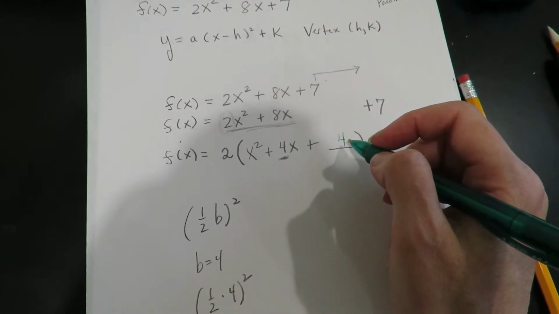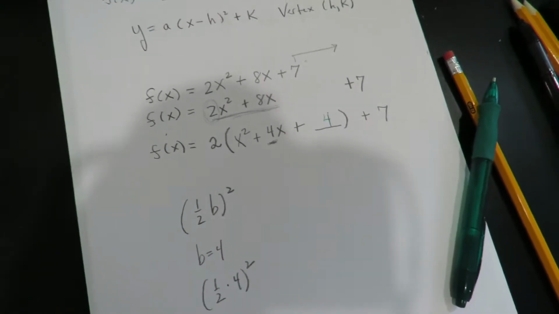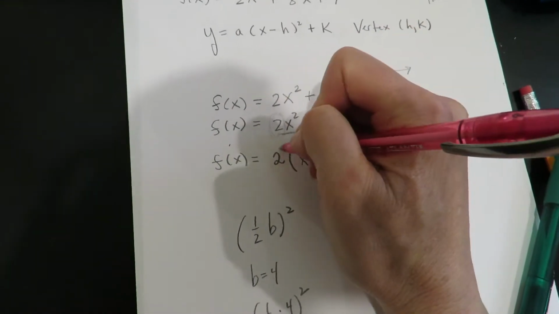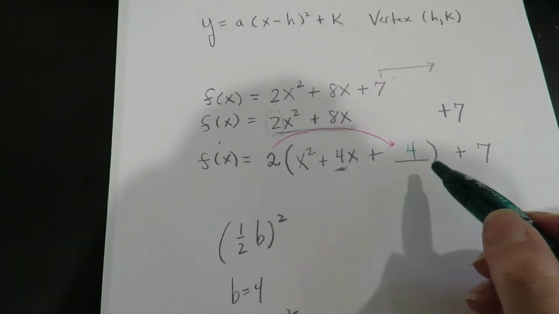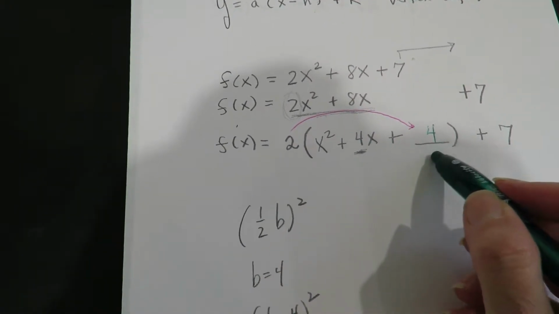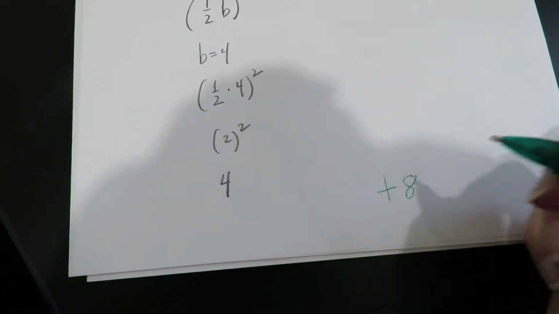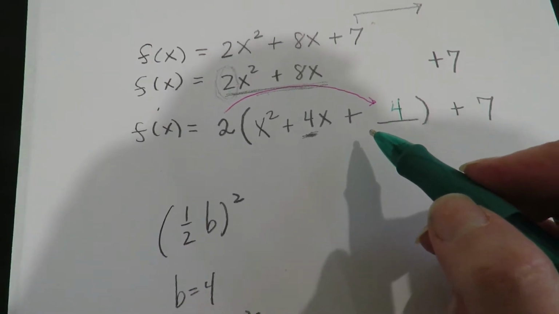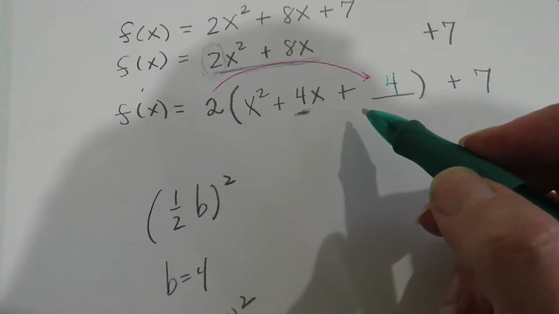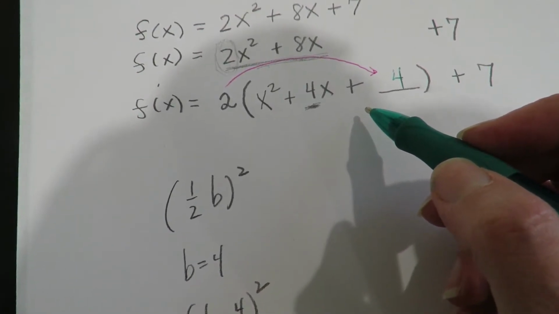Now this is tricky because I didn't just add a 4. I actually added a 4 that's being multiplied by 2. So what I did overall is I actually added 8. Okay, I actually added 8 here. And by adding 8, I've changed the equation. And you can't do that. You can't change the original problem.